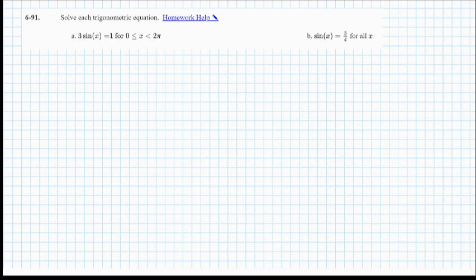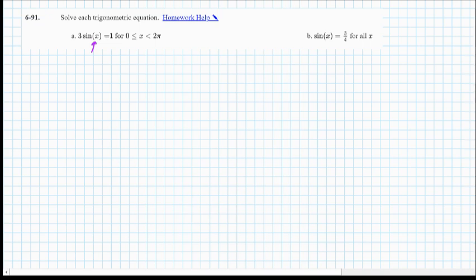Okay, so here we're asked to solve each trig equation. A couple things to remember about problems like these: first of all, when we are asked to solve, we're trying to find x, and any number that's inside of sine or cosine or tangent, we know that's an angle. So remember, our answer here should be an angle measurement.